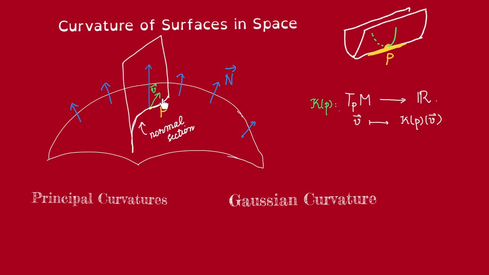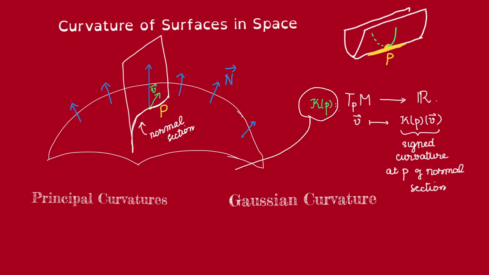Now, this is a plane curve, so we do have a well-defined notion of curvature. Actually, we can even use the notion of signed curvature because we have a fixed normal vector here. So we can just define this curvature in this direction to be the signed curvature at P of this normal section. The max and the min value of these curvatures, if they exist, are called the principal curvatures.